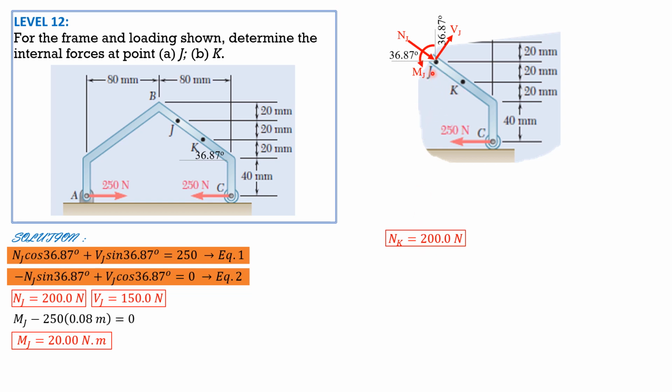So NK is 200. Imagine this is K. Then the vertical distance of 250 from K is only 60 mm or 0.06. So VK is equal to 150 newtons, and MK minus 250 times 0.06 equals 0. So MK this time is 50 newton meters.